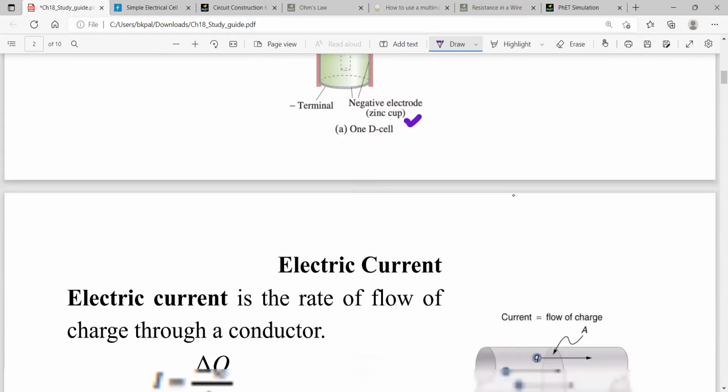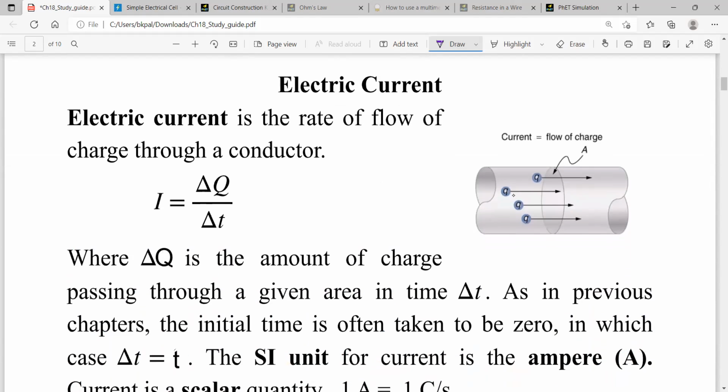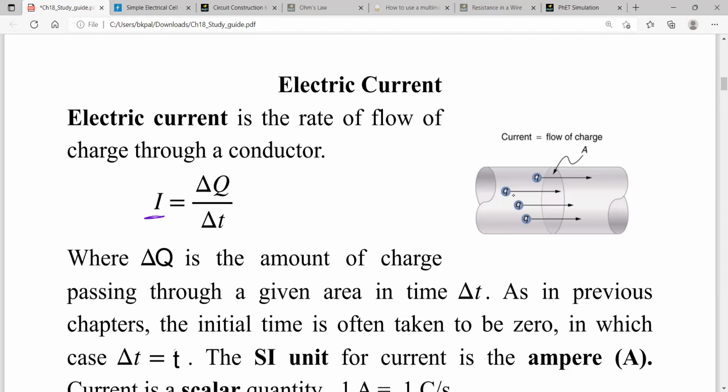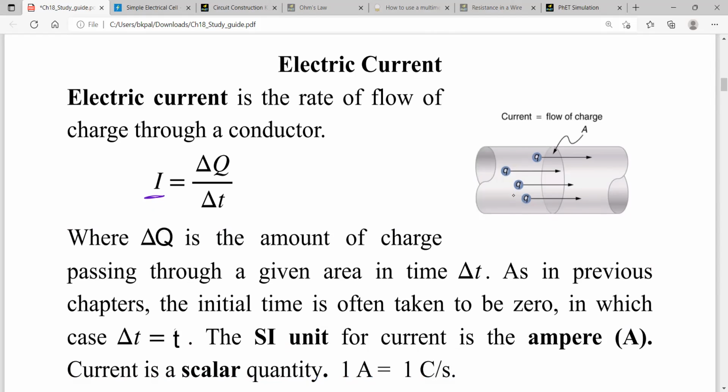The next topic is electric current. Electric current is the rate of flow of charge through a conductor. As you learned in an earlier chapter, Q is the charge, so I is basically delta Q over delta T. Here I is the current, and delta Q is the amount of charge passing through a given area in time delta T. Sometimes instead of delta Q over delta T, we just write Q over T. It's basically the same thing. Here Q is the amount of charge passing through a given area in time T.